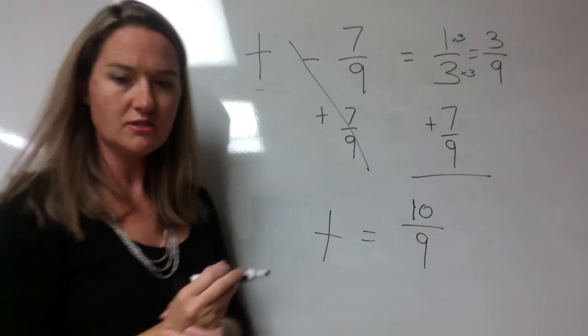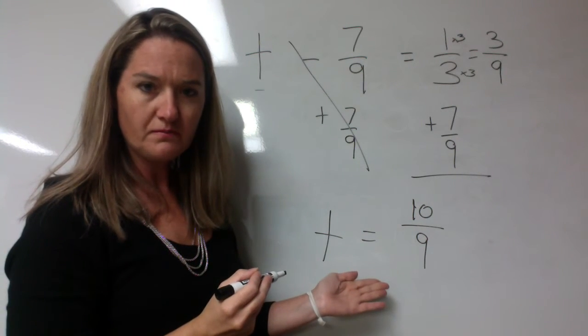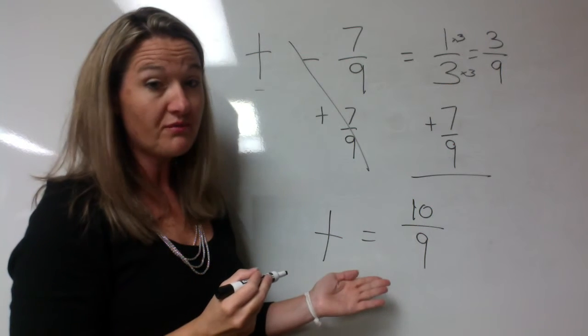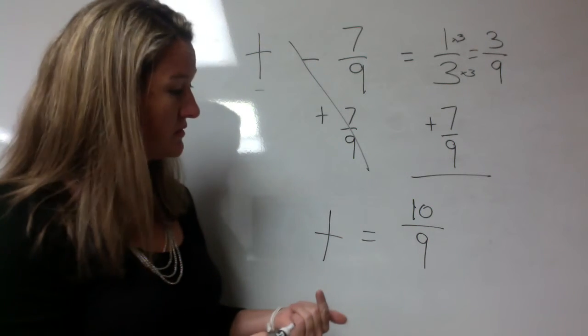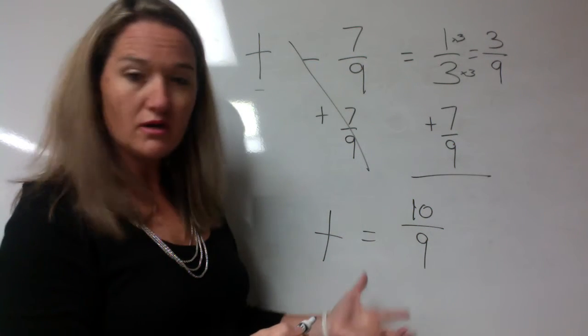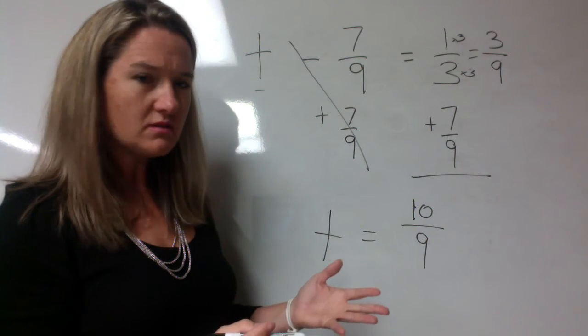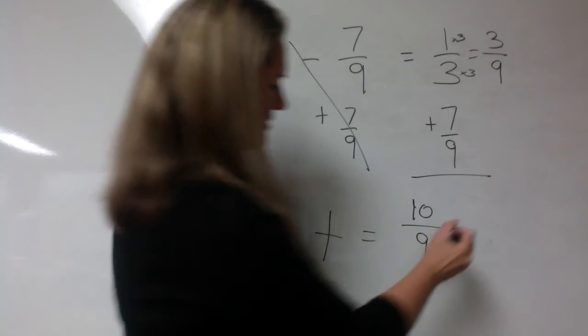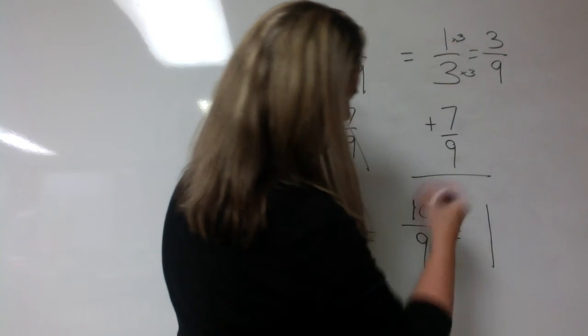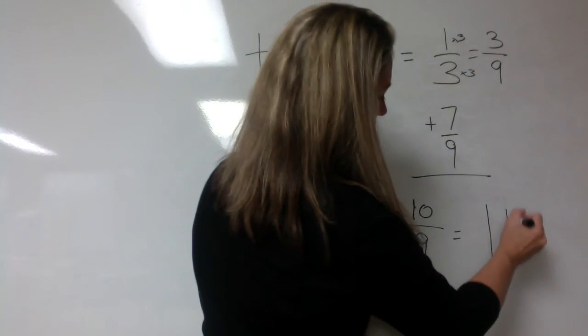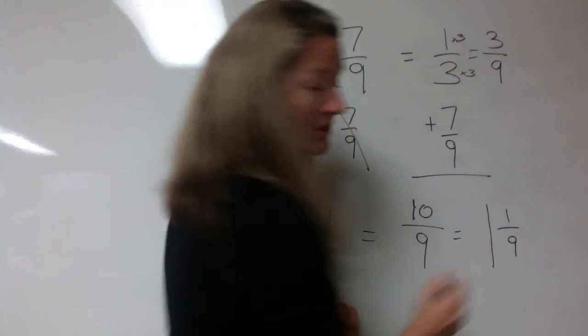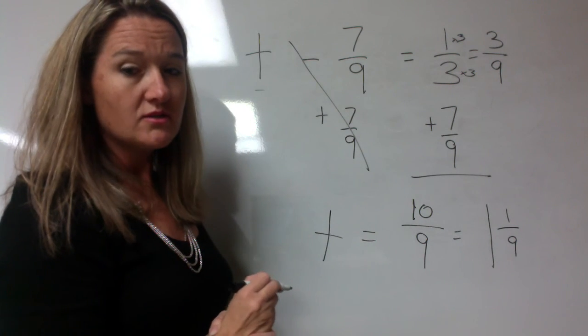So here's our answer. Can we leave our answer in this form? No, it's an improper fraction. We have to turn it into a mixed number. There's 9 pieces to a whole. We've got 10 pieces, so we can make one whole. So that's going to be 1 whole. How many pieces do we have left over? 1, and still 9 pieces to make a whole. So t is equal to 1 1/9.